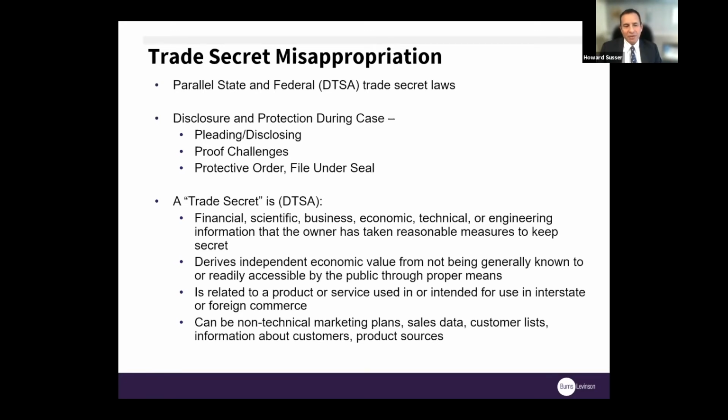So under the Defend Trade Secrets Act, as an example, the trade secret is defined as financial, scientific, business, economic, technical, or engineering information that the owner has taken reasonable measures to keep secret, derives independent economic value from not being generally known, is related to a product or service used or intended for use in interstate commerce, and it can be non-technical marketing plans, sales data, customer lists, information about customers. People often think of trade secrets as some highly technical thing. It could actually be a list of customers' cell phone numbers.